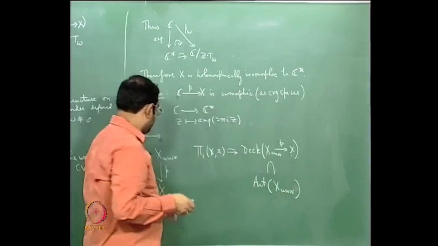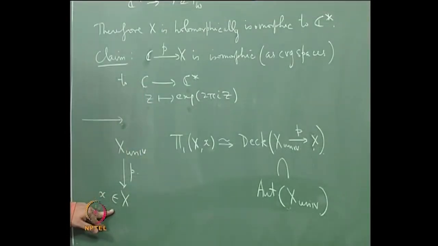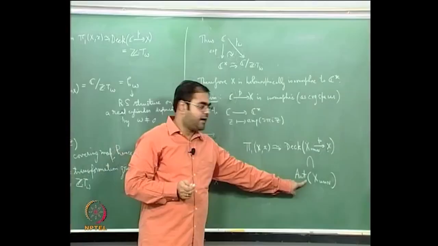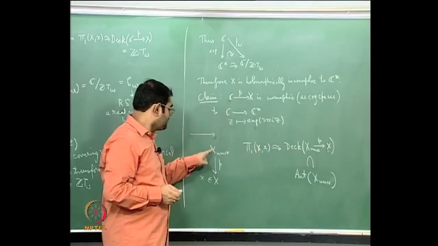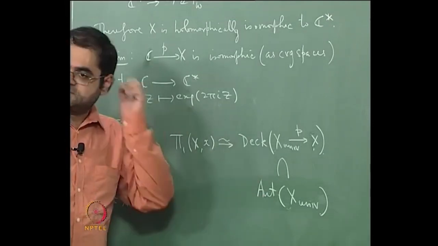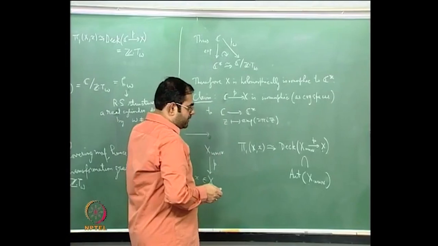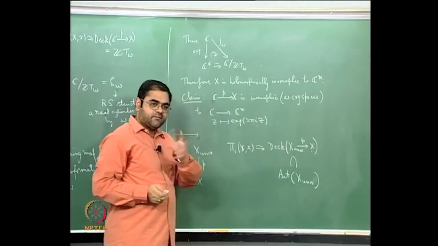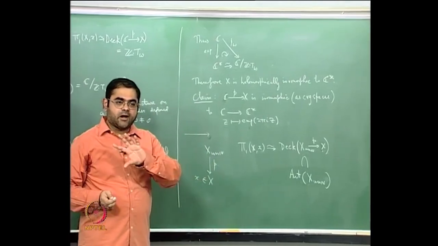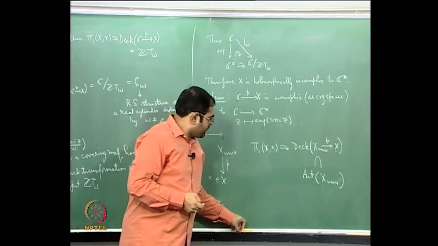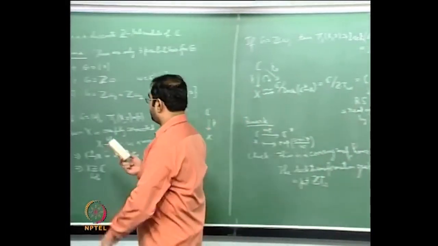Of course, if this is a holomorphic covering, then these will be holomorphic automorphisms, and everything will be holomorphic. If it is just a topological covering, then these are all just homeomorphisms. All right, and now what I'm going to do is twist the covering by an automorphism of the universal cover.